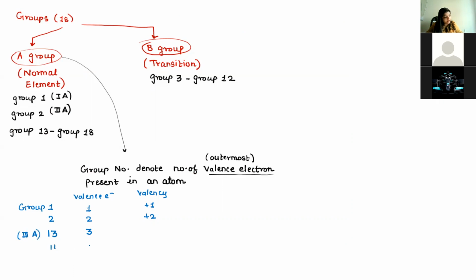Then if we have group 14, valence electrons will be 4. Group 15, valence electrons 5. Group 16, valence electrons 6. Group 17, valence electrons 7. And group 18, valence electrons 8. When we talk about valency, this becomes +3, then ±4, -3, -2, -1, and 0.